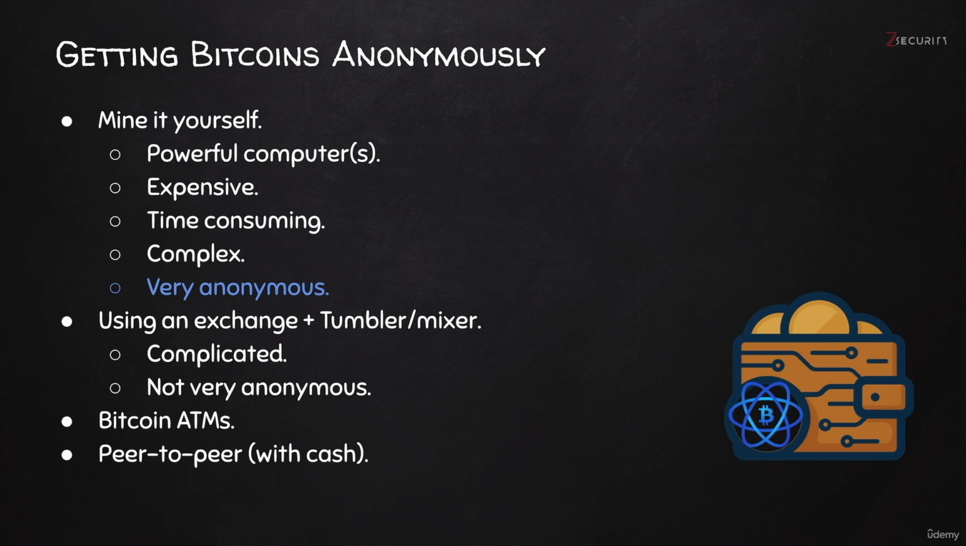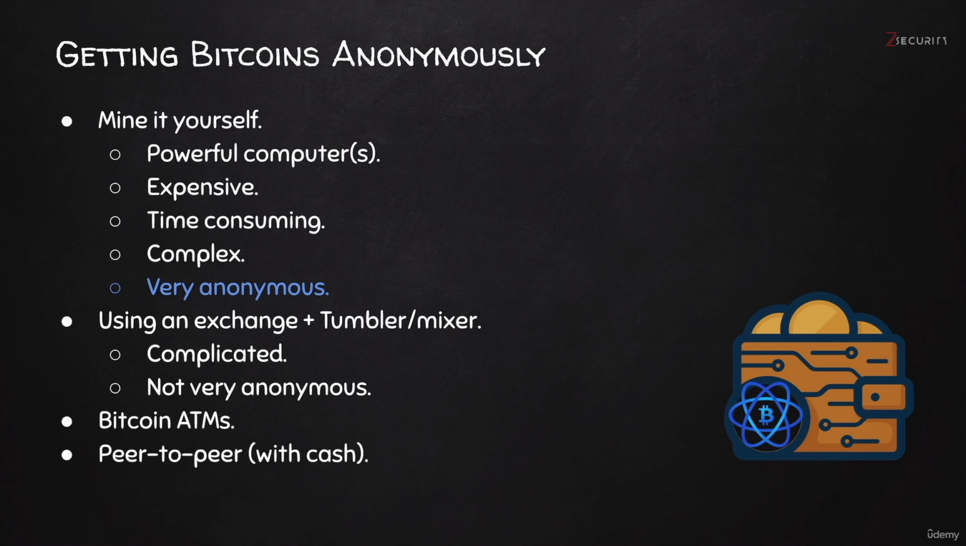The next option is to use an exchange. Using exchanges is not anonymous because when you use an exchange, they will ask for your bank information and they will ask you to verify your identity. But we can combine using an exchange with what's known as Bitcoin tumblers or mixers. These are services that attempt to mask where the money is coming from.